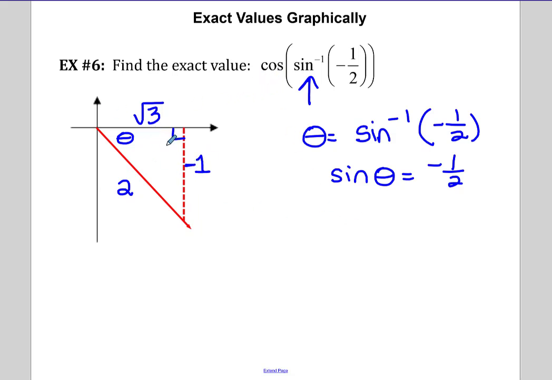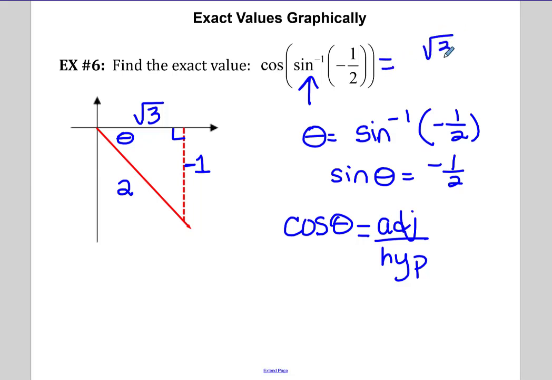And then after we draw the triangle, now we can answer the question, what's the cosine of that angle you just drew? This is my angle. Sine inverse is negative 1/2. What's the cosine? That would be adjacent side divided by hypotenuse, and the adjacent would be radical 3, and the hypotenuse would be 2. So the answer to our question would be radical 3 over 2. And that's one of our famous right triangles.